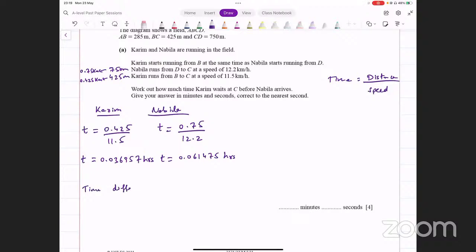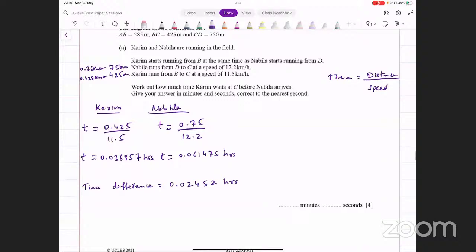Time difference in hours, दोनों को subtract कर लें. So नबीला को टाइम ज्यादा लगा, so इसमें से आप subtract कर लें पहले वाला नंबर. देखें आपके पास क्या आ जाता है. Just subtracting that directly on the calculator. Minus 0.03697. So I'm getting 0.02452 hours. ये मेरे पास time आ गया in hours.